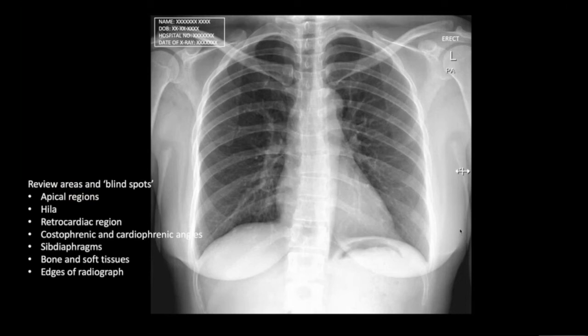There are a few areas on a chest radiograph that need extra attention, as subtle changes may be overlooked if these areas are not being scrutinized properly. These areas are known as blind spots or review areas. They include lung apices, hila, retrocardiac regions, costophrenic angles, subdiaphragmatic regions, bones, soft tissues, and edges of the radiograph. Remember, there are lungs hiding behind the heart and diaphragms.